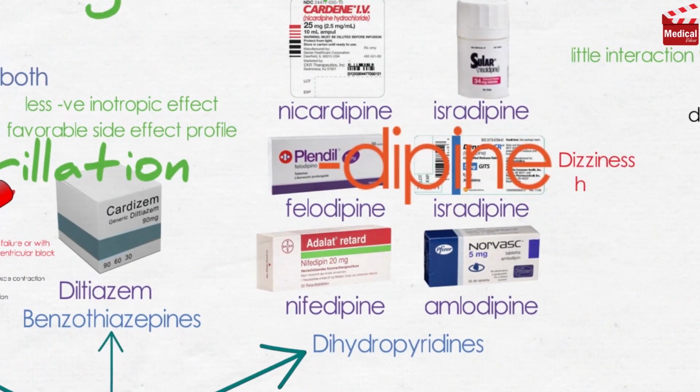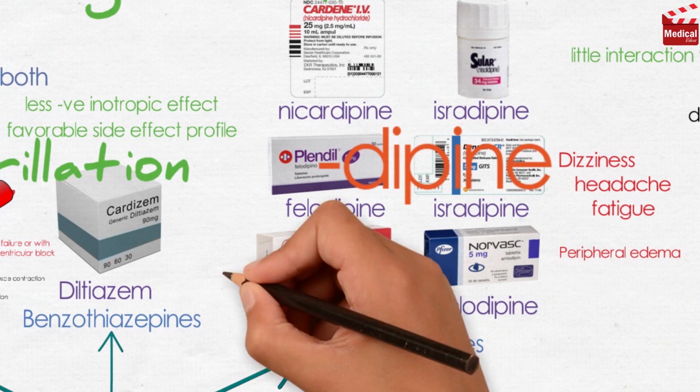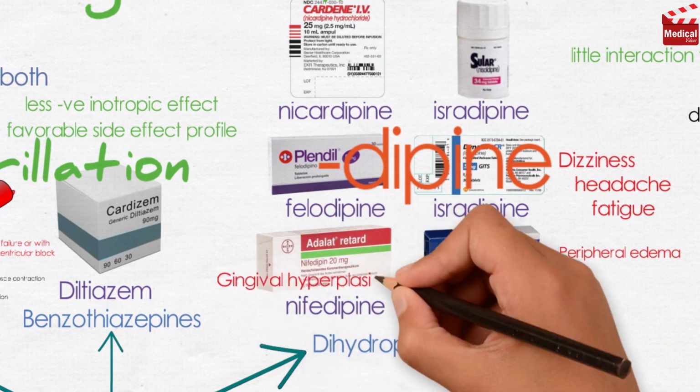Dizziness, headache and a feeling of fatigue caused by a decrease in blood pressure are more frequent with dihydropyridines. Peripheral edema is another commonly reported side effect of this class. Nifedipine and other dihydropyridines may cause gingival hyperplasia.